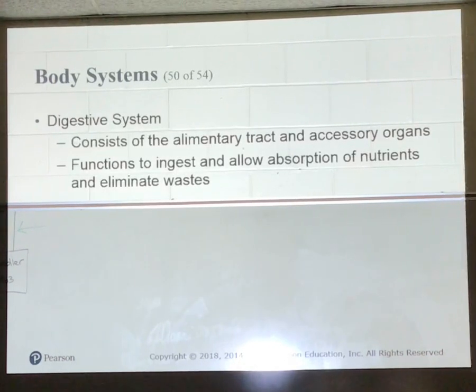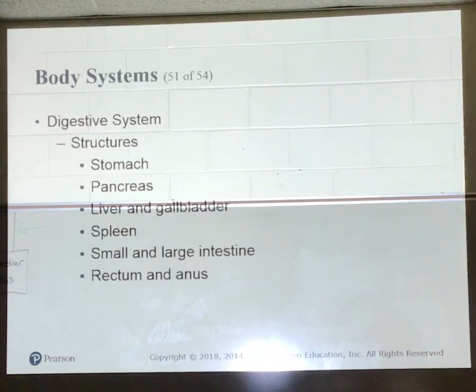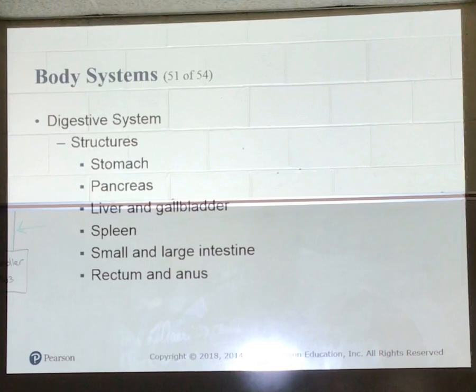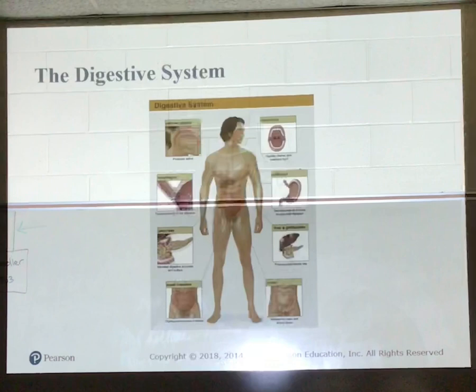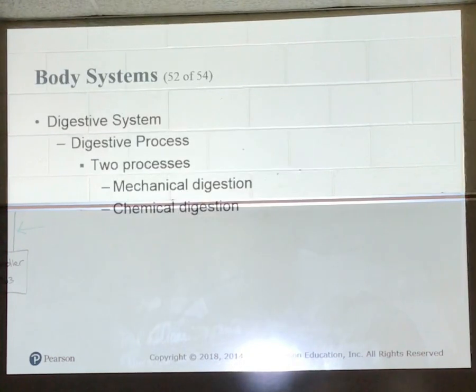The digestive system is composed of the alimentary tract, which is the passage through which food travels, and the accessory organs, or organs that help prepare food for absorption and use by tissues of the body. The main functions of the digestive system are to ingest and carry food so that absorption can occur and waste can be eliminated. You have the stomach, pancreas, liver, gallbladder, spleen, small and large intestines, and then the rectum and the anus. There's a diagram in your book that goes over this.